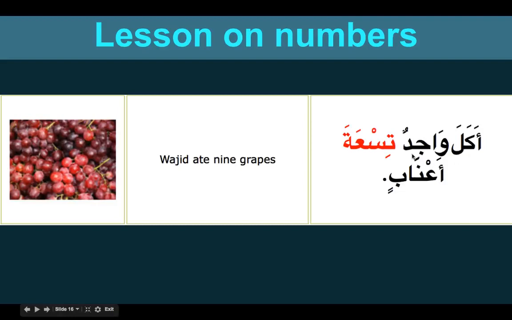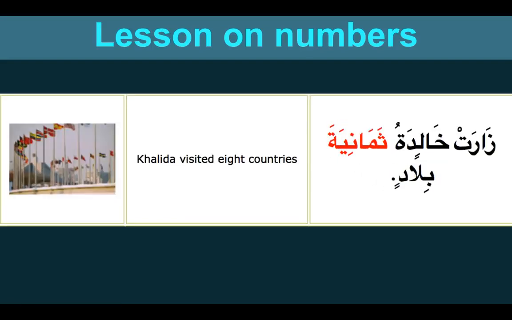Akala means he ate. We're looking for a fa'il. See the sign of damma, so we know this is fa'il. Akala wajidun tis'ata, 9. 9 of what? 9 of grapes. Tis'ata a'nabin.